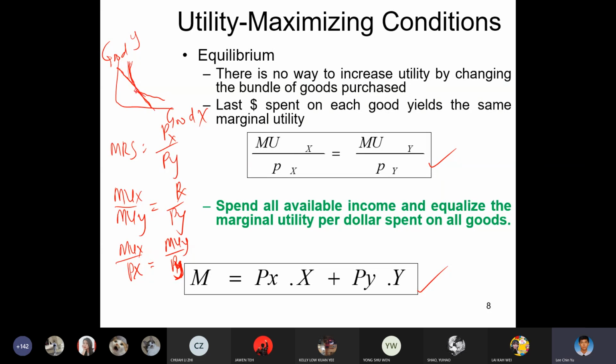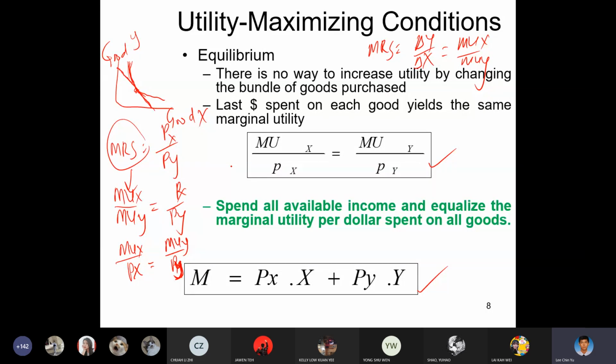Because our MRS can also be measured in this following form. So far we understand that MRS is measured by the change of Y over the change of X. It can also be represented by this, same meaning. So this is how we can manipulate it. Based on this idea, we can draw the indifference curve and the budget line.